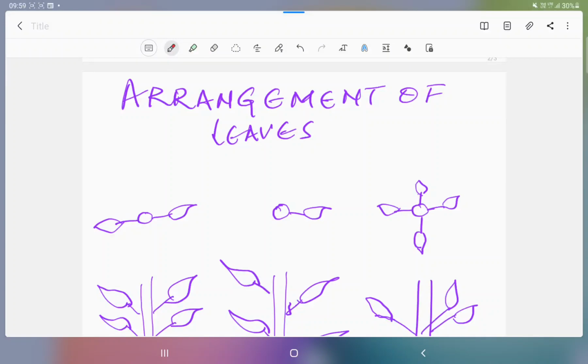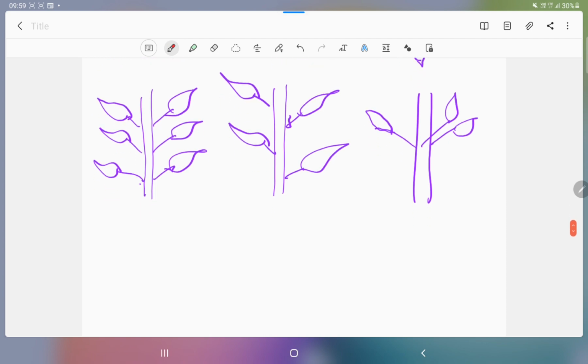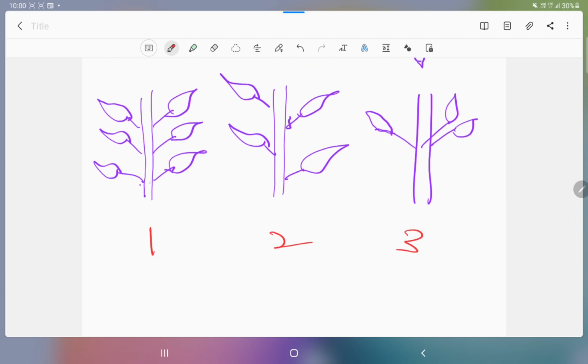Hello, in this video we will learn about arrangement of leaves in a plant. How are leaves arranged in a plant? Now I have three diagrams here, the first one, the second and the third one. In the first diagram I am showing you the arrangement of leaves. How are leaves found on a plant?